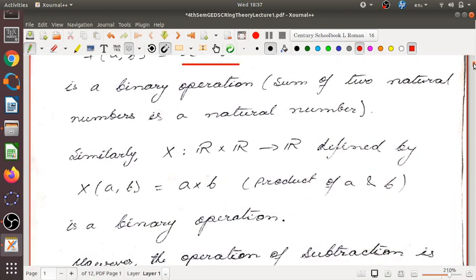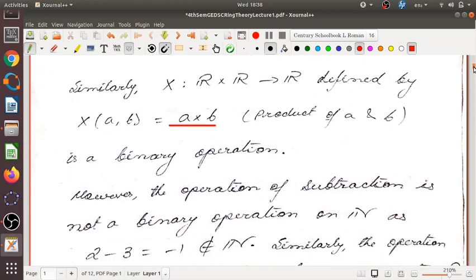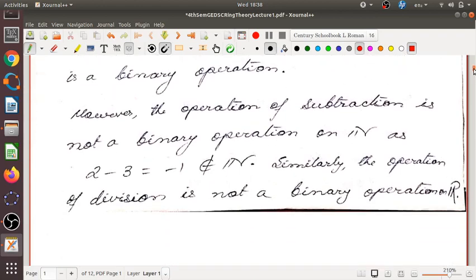Similarly, cross, that is the multiplication from R cross R to R, is defined by multiplication of a comma b as a into b, the usual multiplication or the product that we understand. So it's also a binary operation. But there are some operations where you will not get that the result of the operation is lying in the same set.